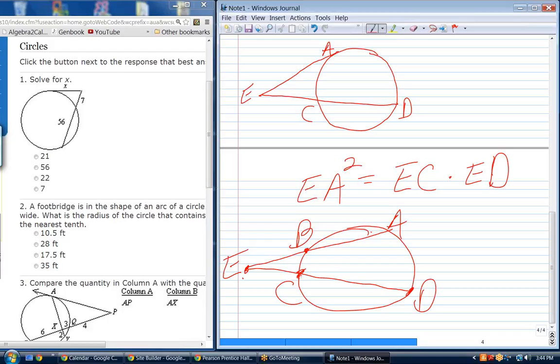Now, notice that this situation up here, it's EA times EA is equal to EC times CD. Well, that makes sense. Assume that if EA wasn't tangent, but it was just barely not tangent, then according to the bottom picture, we know that this times this is equal to this times this.